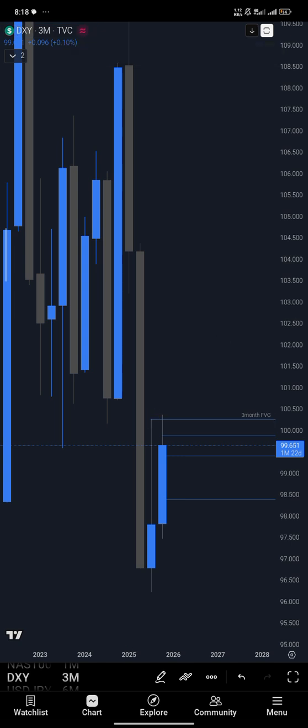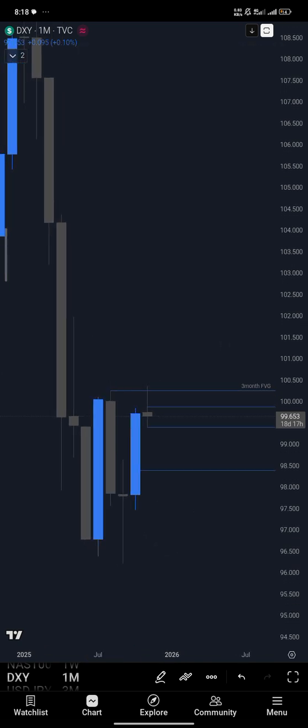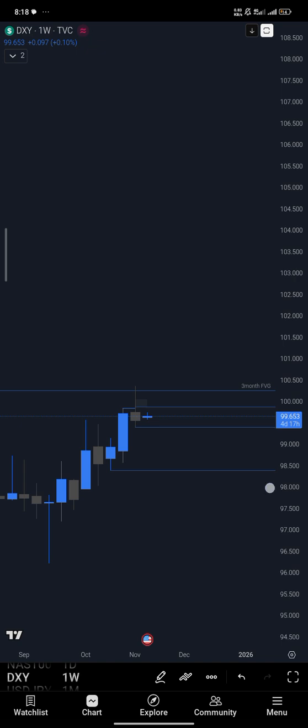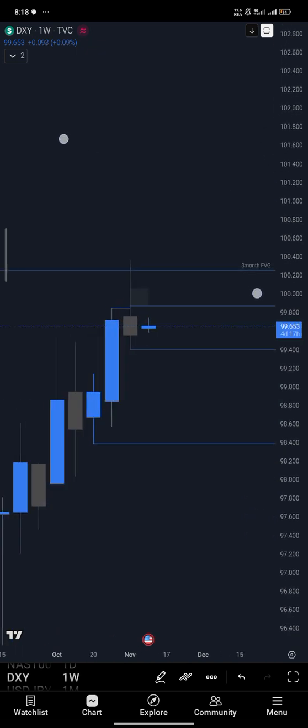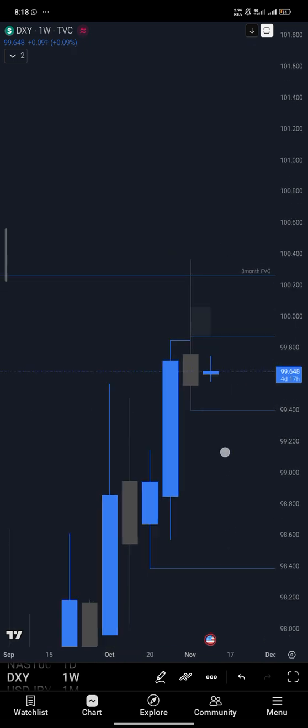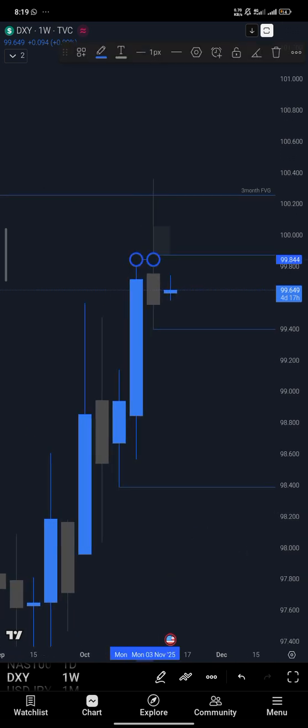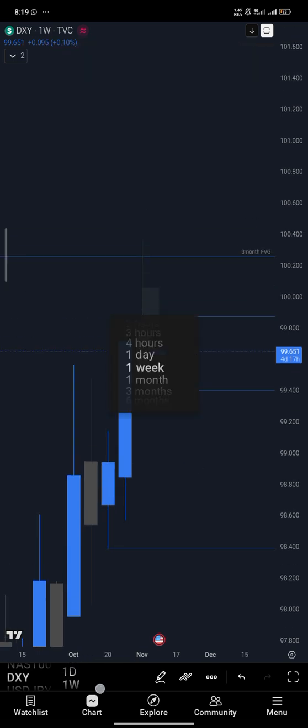Last week it was my draw on liquidity and higher time frame key level. But this week I'm just indicating it as a higher time frame key level. So last week we touched this level, and on the weekly we touched it and closed bearish, indicating weakness from this key level. So basically, we have a sweep of last week's high here, close below. So this is a sell side target, then previous week low, sell side target.